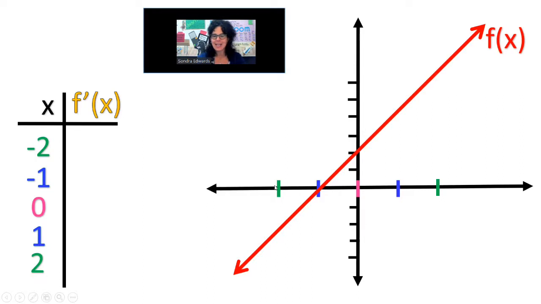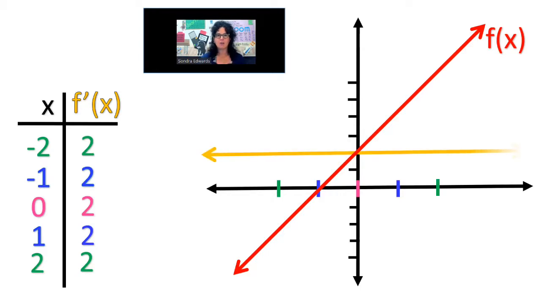So at -2, the slope is 2. At -1, the slope is still 2. At 0, the slope is 2. At 1, the slope is 2. At 2, the slope is 2. So the answer to f prime of x every single time I substitute in an x is going to be 2. So the graph of f prime of x is just a horizontal line there at 2.